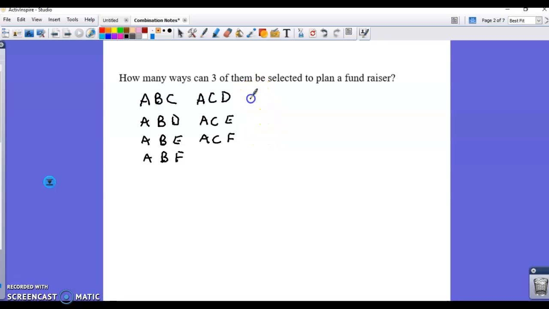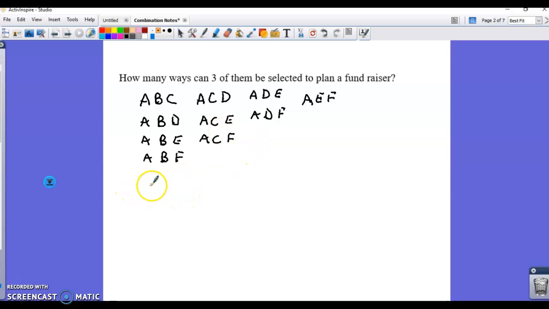And then you would get to A, D would go next. So E would be alphabetical. And then A, D, F. And of course, A, E would be next, and F. So those are all the 3-person groups that include Adam in them, right?